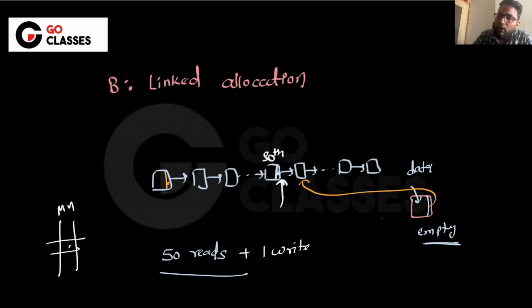Now what you ultimately want is to modify this pointer here also, right? That's what you want, which means that you need to write this also. You have read it, but you need to write this, you need to modify this pointer. So one more write you need for the 50th block, right? So total 52 IO operations you will be needing, sorry, 53 IO operations you will be needing.